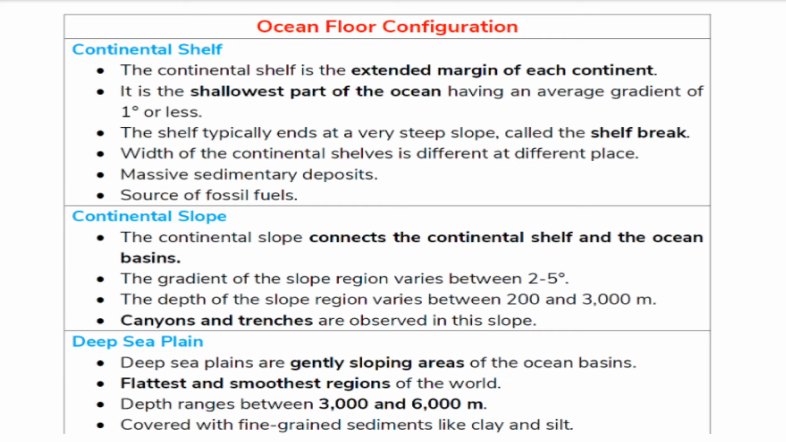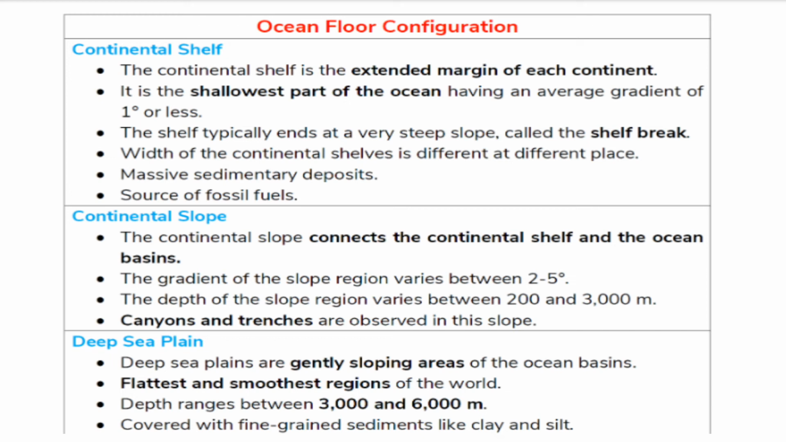Continental slope. The continental slope connects the continental shelf and the ocean basins. The gradient of the slope region varies between 2 to 5 degrees. The depth of the slope region varies between 200 and 3000 meters. Canyons and trenches are observed in the slope.